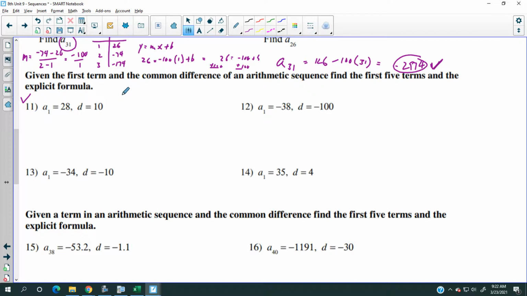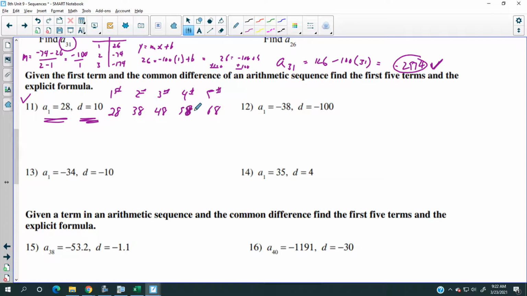Given the first term and the common difference, find the first 5 terms. The first term is this. The common difference is this. Technically, I could just start like this. First 5 terms: first, second, third, fourth, fifth. Super duper easy. Watch this. First term 28, they told us that. What's the common difference? 10. So I just add 10. That's it. First part, done. See how easy that is?